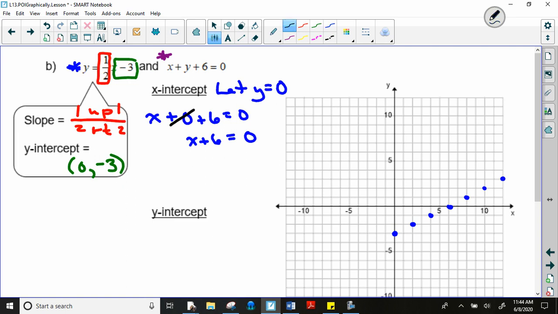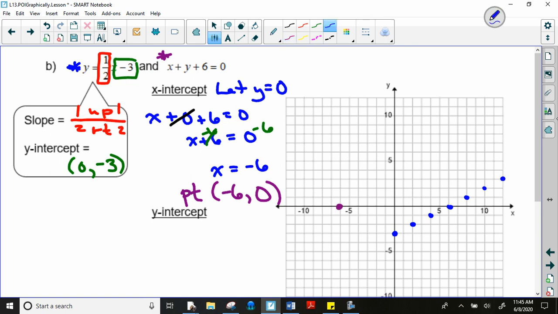This is not relevant. And now, if we want to get x by itself, this is a positive 6. We have to undo 6. But if you do it to one side, you have to do it to the other. And we get x equals -6. So this point is an x value of -6 when the y is 0. So there's -6, 0. -6, 0 happens right there.